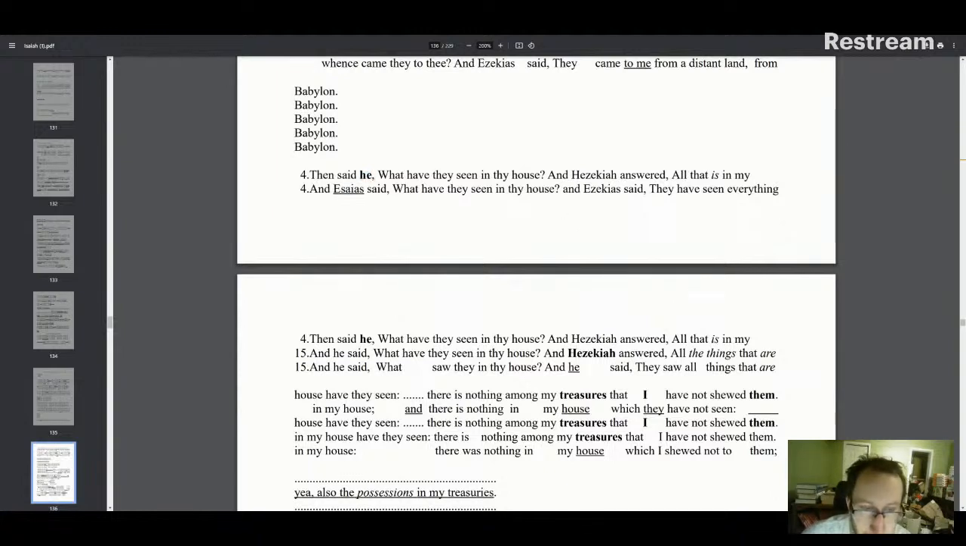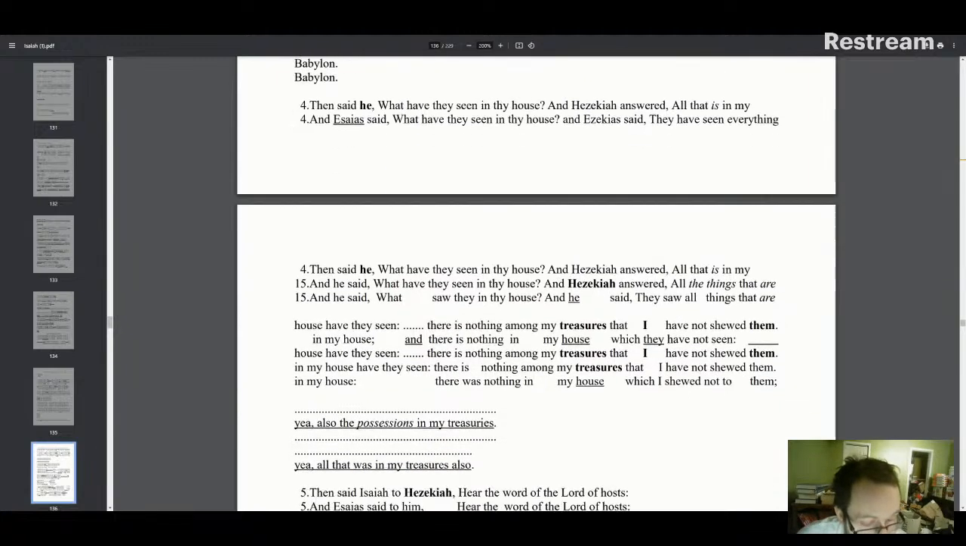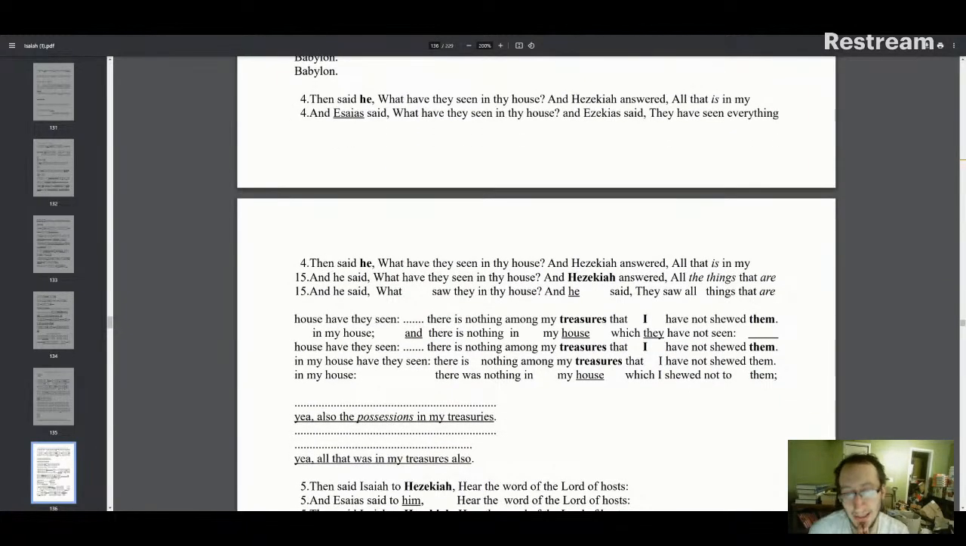In contrast, we have here Hezekiah. All versions say Hezekiah except the Septuagint of 2 Kings. And what's interesting is a scribe would have a strong motive to add the name Hezekiah because it's ambiguous. Who's it talking about? He said, what saw they in thy house? And he said, so who's he? In context, we know it's Hezekiah, but it could be very confusing. So it would make sense for the scribes to add Hezekiah.